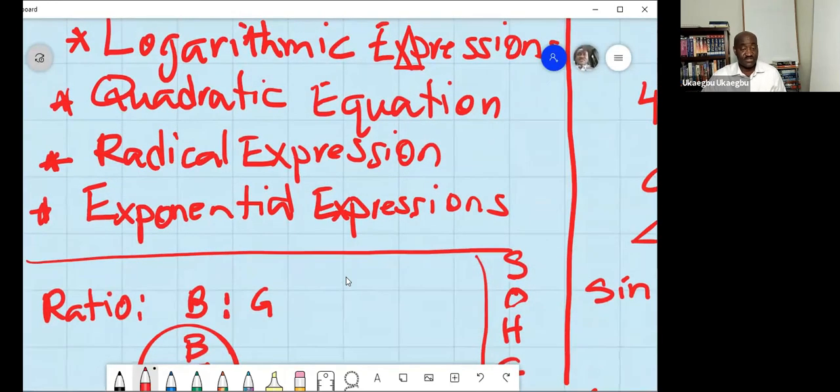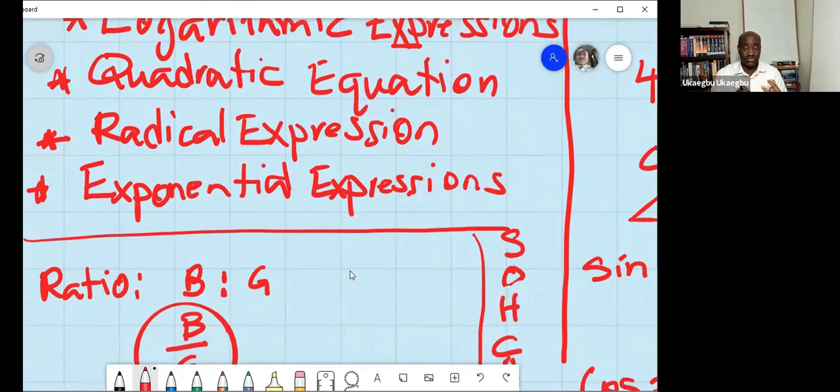So under trigonometry, you have trigonometric ratios, trigonometric identities, the sine law, the cosine law, and all those types of things that deal with either triangles or circles. All right.